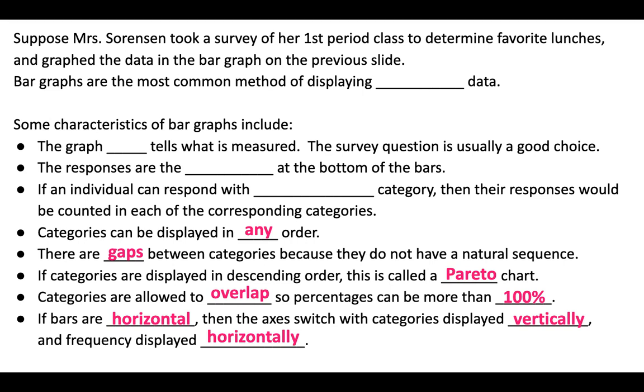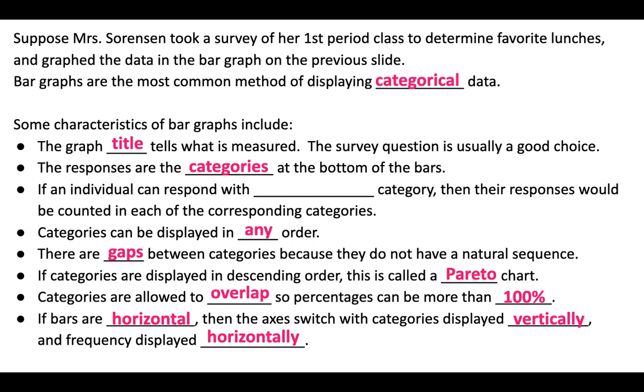Bar graphs are the most common method of displaying categorical data. It's quick, it's easy to make, it's easy to read, it's a great graph. Some characteristics of bar graphs include that the graph title tells what's measured, as we saw on the previous slide, and the survey question is usually a good choice of a graph title. The responses are the categories at the bottom of the bars. So the responses to the survey question become the categories.